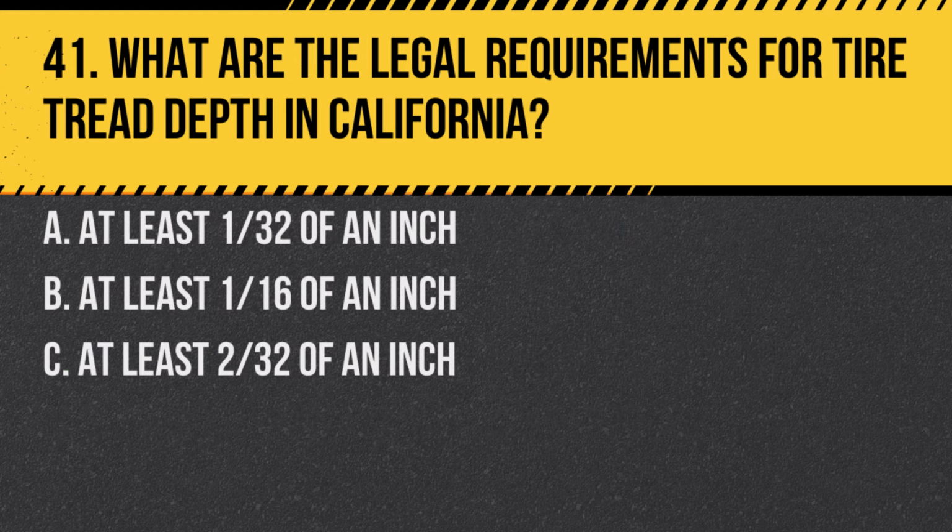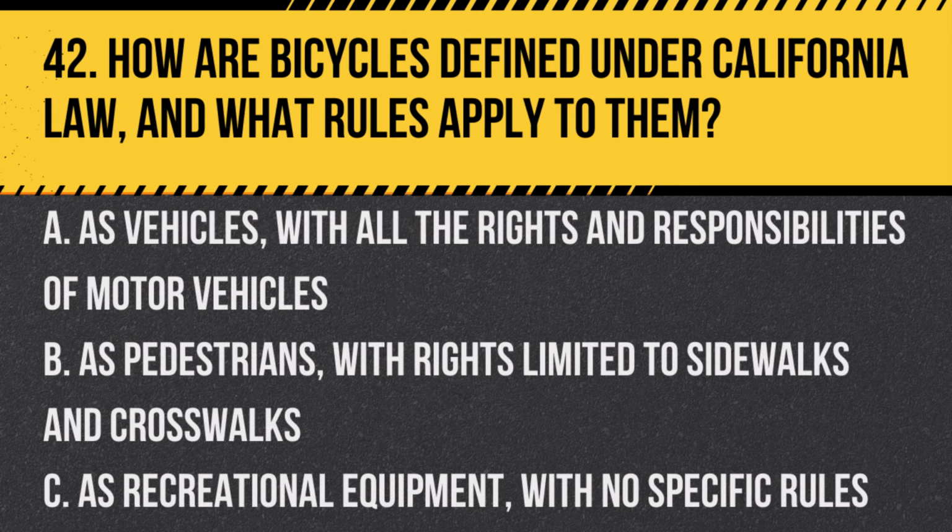Question 41. What are the legal requirements for tire tread depth in California? A. At least 1/32 of an inch. B. At least 1/16 of an inch. C. At least 2/32 of an inch. Answer: C. At least 2/32 of an inch. California law requires tires to have a minimum tread depth of 2/32 of an inch to ensure sufficient traction and safety on the road.